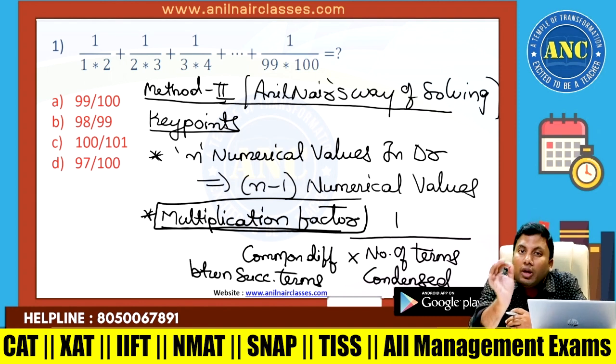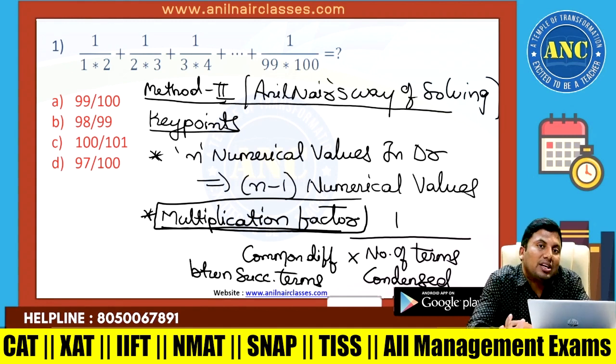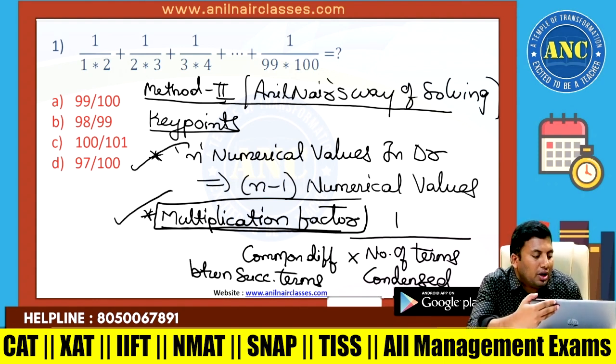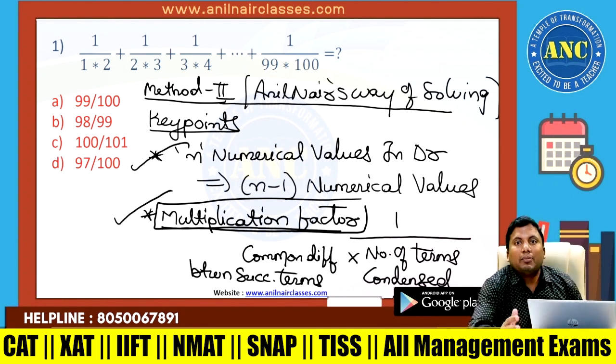There are only 2 important key points while solving these series-based problems. If there are n numerical values in the denominator, condense it into n minus 1 numerical values and multiply it by the multiplication factor. The multiplication factor is nothing but 1 by the common difference between successive terms into the number of terms condensed. If you know these 2 important key points, the answer becomes extremely easy. Just by looking at a question itself, you can answer it.